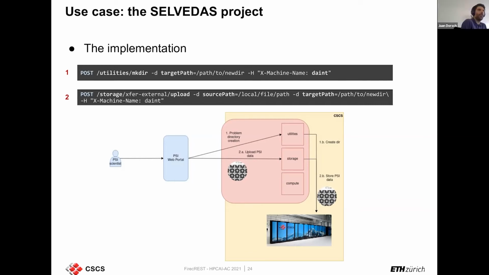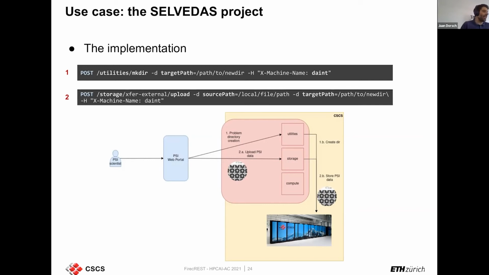Like, for instance, the first point, which is the setup of the problem on CSCS, is basically creating a directory where all the files from PSI will be moved or copied to CSCS storage. The second point is calling the external transfer API endpoint, here the upload, moving the local file in PSI to a target path in DAIS, as you can see here. If you use a curl and a -X in this kind of command, you will have an API call that they are actually using on the PSI side to use FireREST.